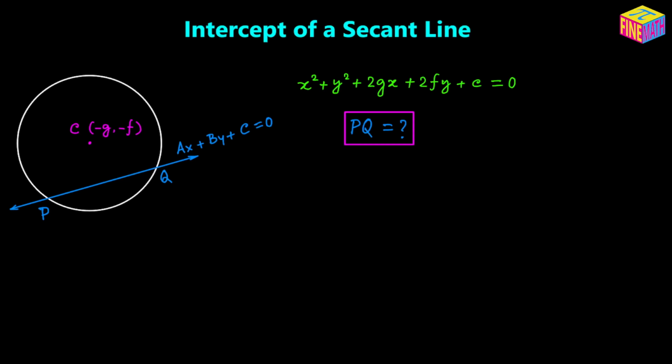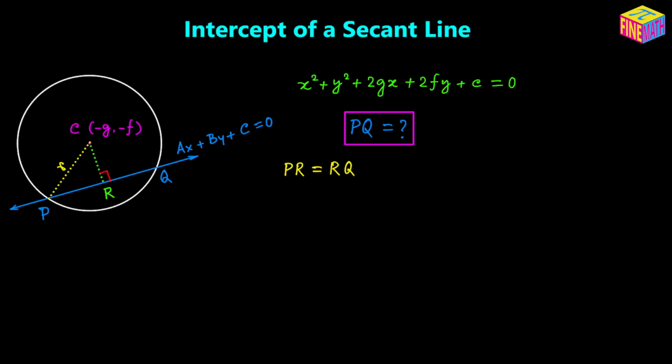First, I am going to drop a perpendicular from the center onto the secant line. Let's suppose the perpendicular landed at point R. The next little construction I want to do is connect C with P. So CP will be the radius. And because CR is a perpendicular onto the chord PQ, if we consider PQ to be a chord which is actually part of the secant line, right? So because CR is a perpendicular drawn from the center onto the chord, R will bisect the chord PQ. That means R will be the midpoint of PQ. That means PR will be equal to RQ.